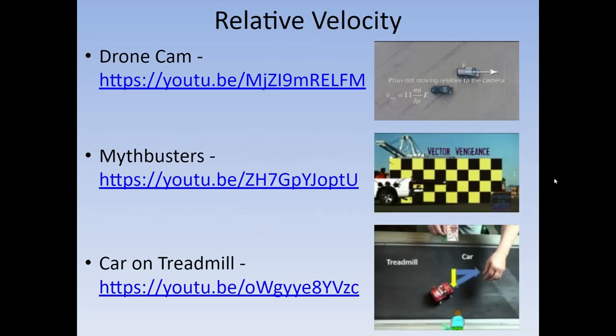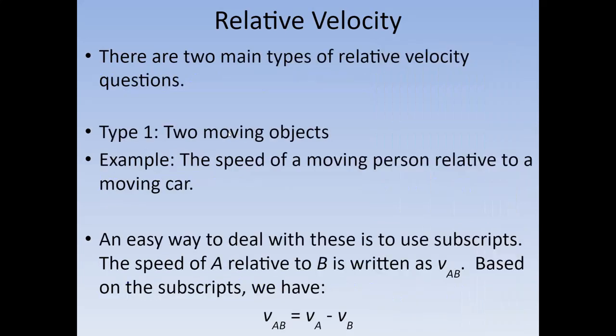Now, there's actually a bunch of videos that I have up here. These are all really good at showing this idea of different reference frames and showing different perspectives. I really like the drone cam, and the car and the treadmill are fine for a different aspect, but the drone cam is really good at showing how objects' motion will change depending on how you're perceiving them, whether you're viewing it over one car versus another or over the ground. So I do recommend that you follow these links and check them out.